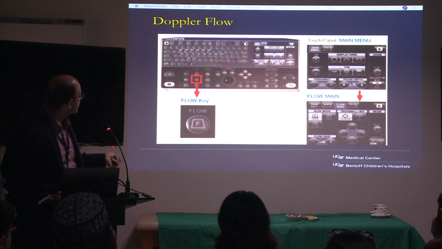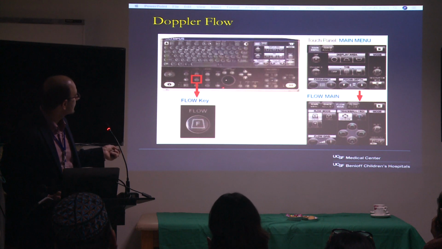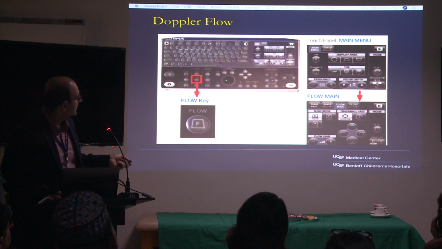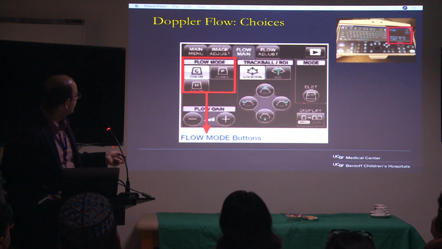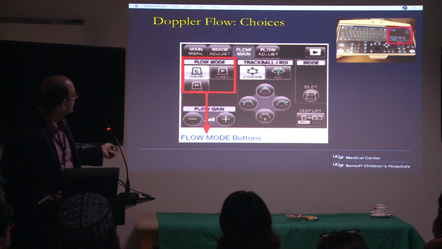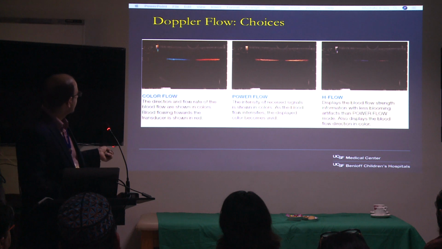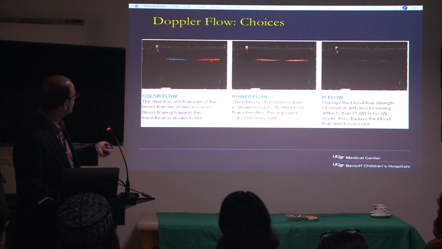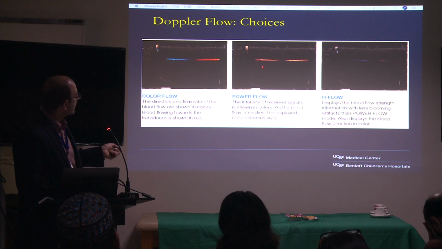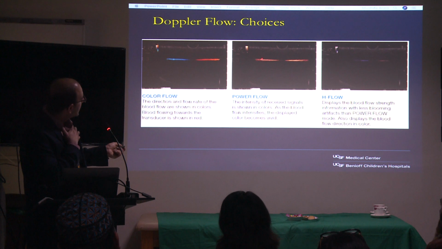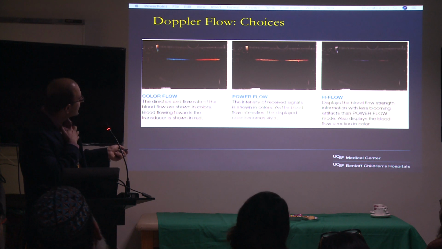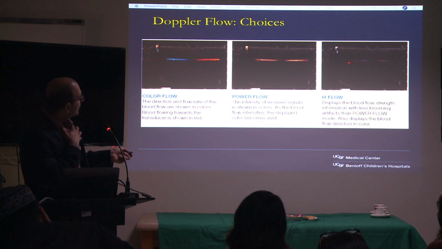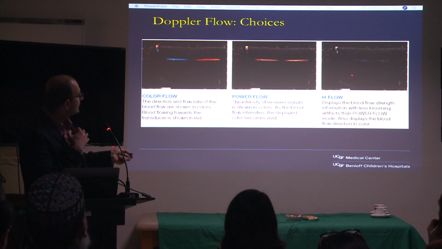For the flow, there are different types that I mentioned, but if you hit the flow button, you'll start seeing, and you can then focus in even more on the type of flow that you want. These are the different modes of flow. You can have plain color, where blue is flow away from you, red is towards you. You can have power flow, which changes the color based on the intensity of the signal. And then high flow is just their default highest quality flow with both the directional information as well as power flow.